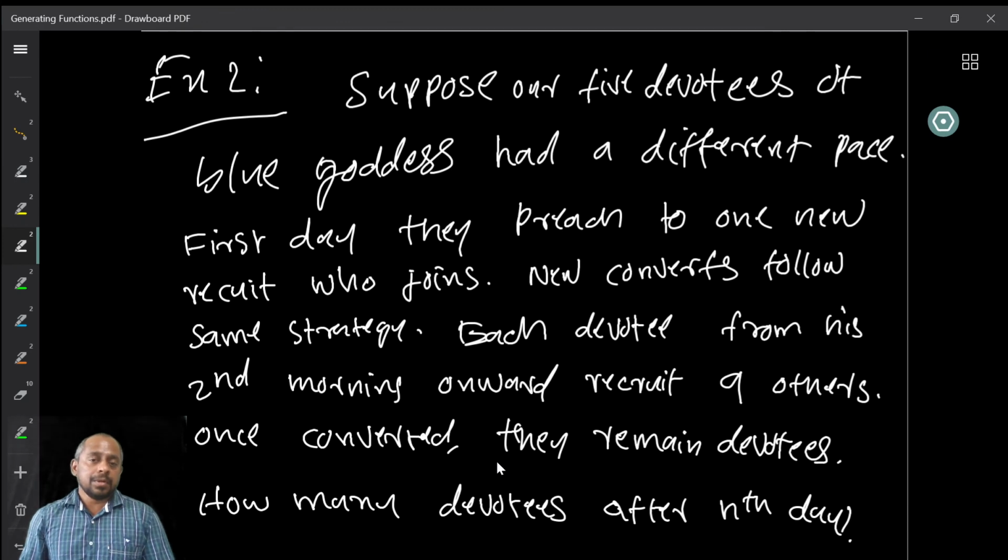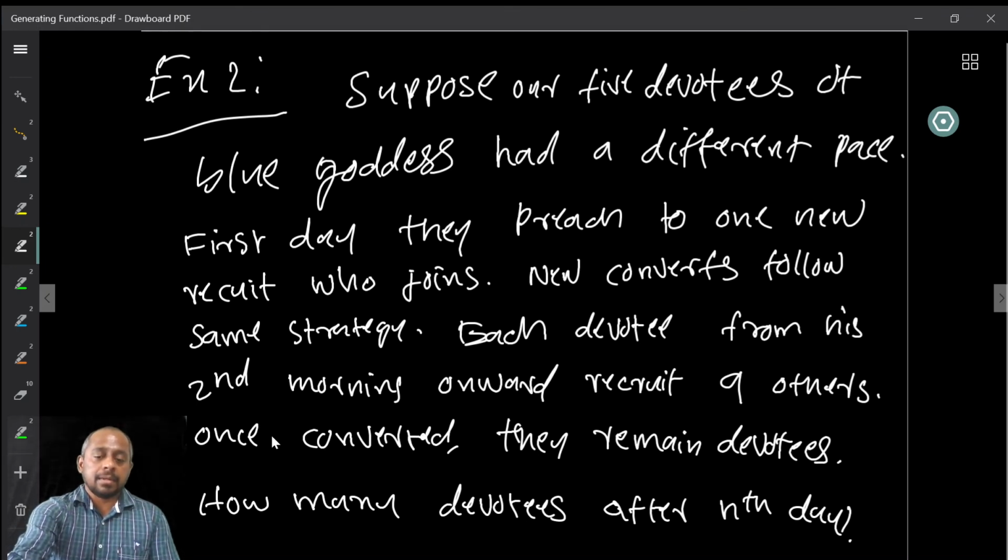Now, how do you form the recurrence relation here? So, can you think about the recurrence relation for this? So you think about this. I will continue in the next class.